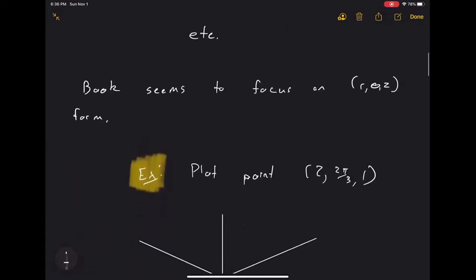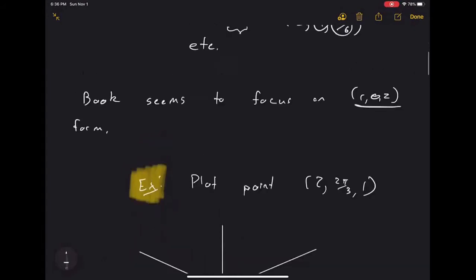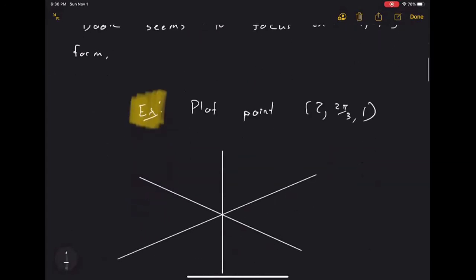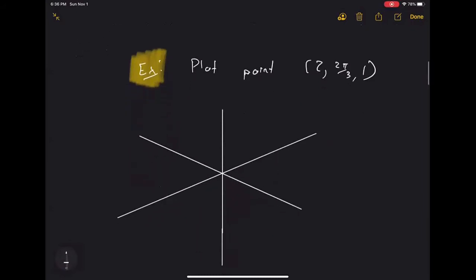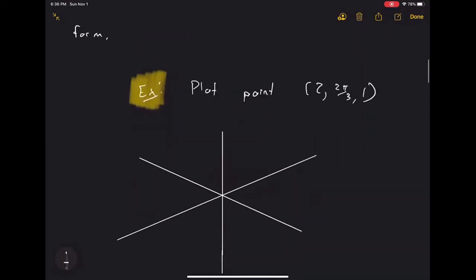So as I just said, the book seems to focus on this kind of configuration of the cylindrical coordinates. You'll probably hear me call them polar coordinates a lot because it's essentially just polar coordinates with a z attached, right? But again, the technical term is cylindrical coordinates. You'll probably hear me say polar coordinates a lot, though, so just kind of convert in your mind. Okay, so let's try and plot the point (2, 2π/3, 1). Okay, and this is a point in cylindrical coordinates.